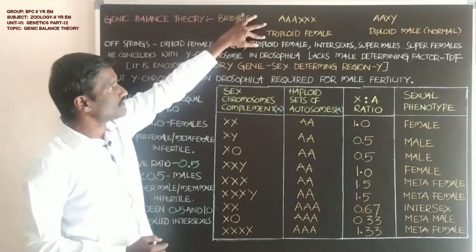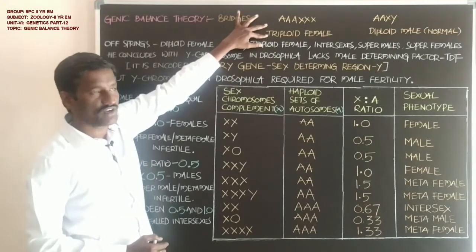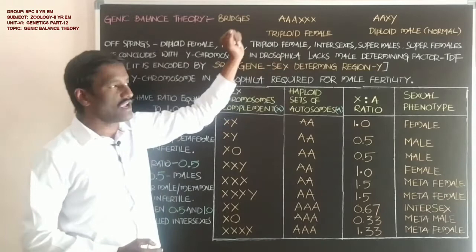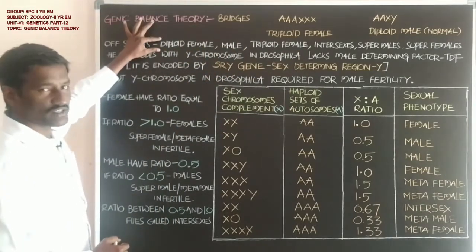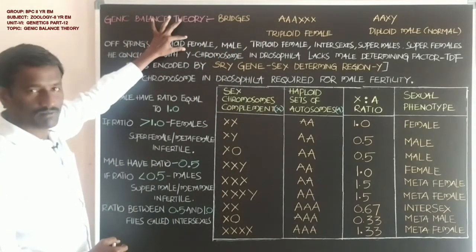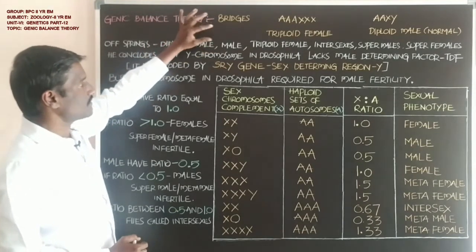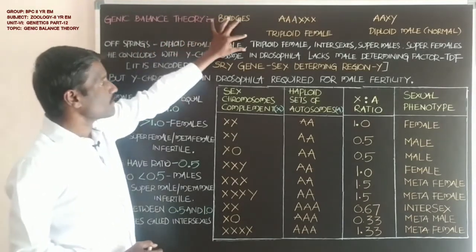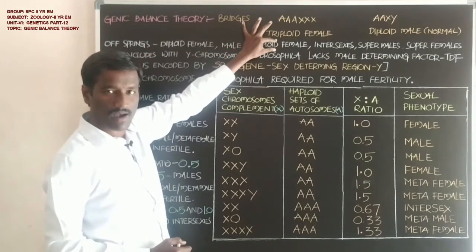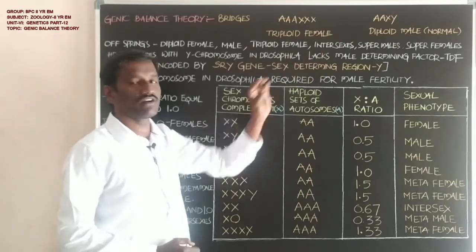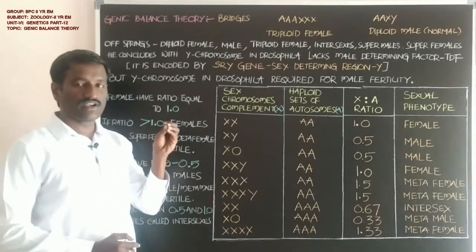Students, after this crossing between the triploid female and the diploid male, the offspring available are diploid females, normal females, males, normal males, triploid females, and intersexes. What is the meaning of intersexes?